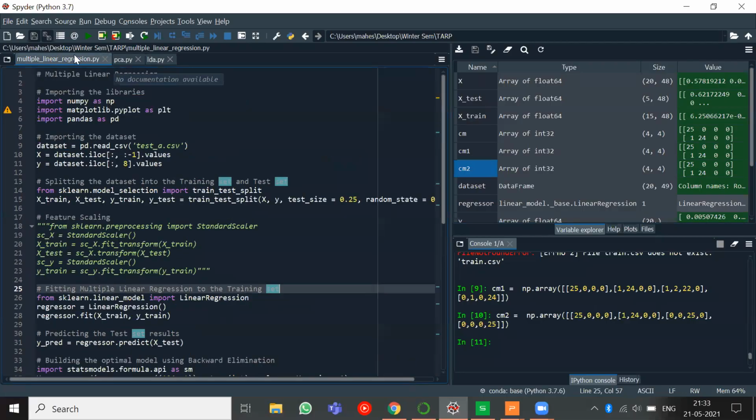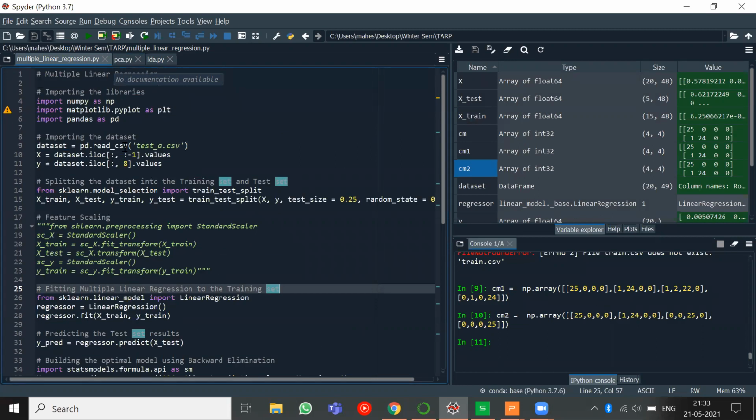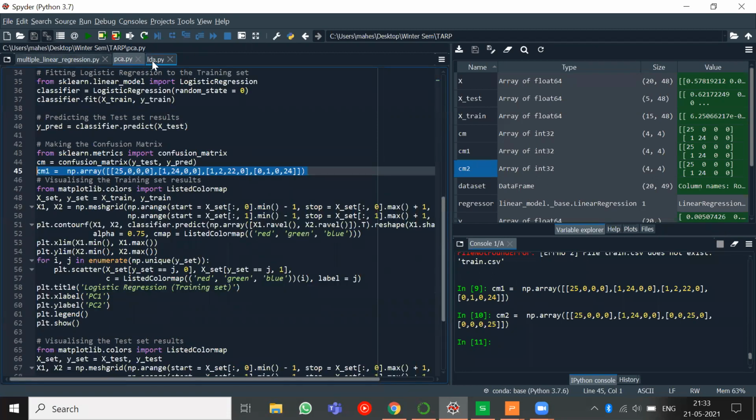Okay, so here we have three codes, which are of multiple linear regression, PCA, and LDA. In multiple linear regression, the output is predicted. First, we have to train our model on the training set, and then we predict the output on the test set, and we compare the outputs with the actual values and determine the accuracy of the model. PCA and LDA are basically two machine learning algorithms which are used to reduce the dimensionality of the data.